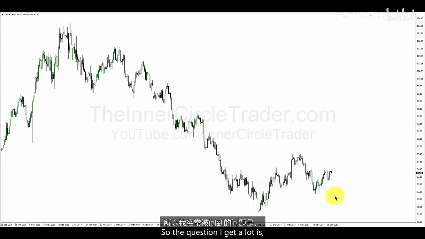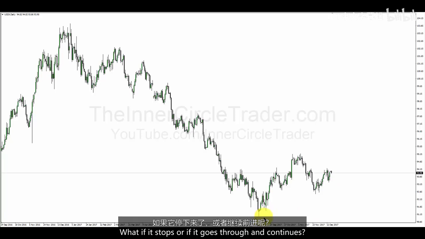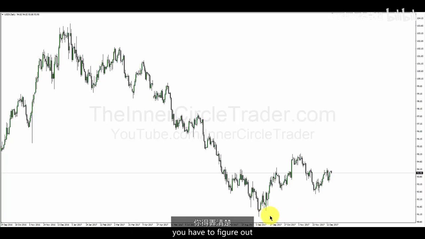The question I get a lot is, well, how do I know if it's not going to go below this low? What if it goes through it and continues? Well, you have to figure out where the market is right now, and if you believe it's going to go down there, that offers up a range. So you look for opportunities between where you think it is right now and that low. That's your range of potential profit.